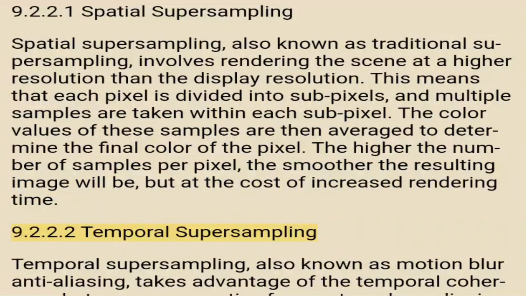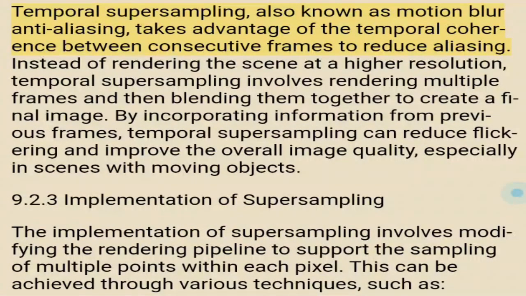9.2.2.2 Temporal supersampling. Temporal supersampling, also known as motion blur anti-aliasing, takes advantage of the temporal coherence between consecutive frames to reduce aliasing. Instead of rendering the scene at a higher resolution, temporal supersampling involves rendering multiple frames and then blending them together to create a final image. By incorporating information from previous frames, temporal supersampling can reduce flickering and improve the overall image quality, especially in scenes with moving objects.